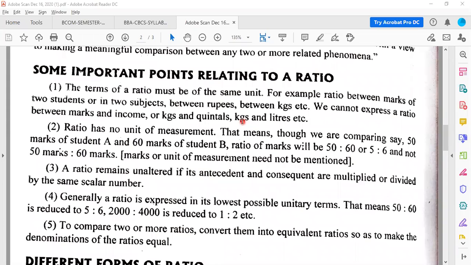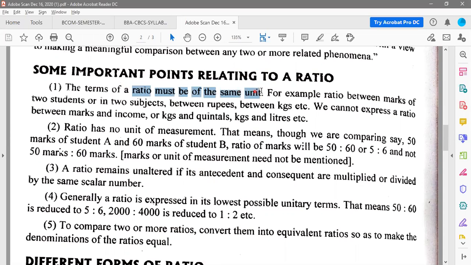We cannot give a ratio between marks and income. Marks is a different unit, income is a different unit. We cannot compare these two and give the ratio, right? In these cases, we will not be able to do the comparison and we cannot give the ratio. So always the ratio must be of the same unit. This is the first important thing.